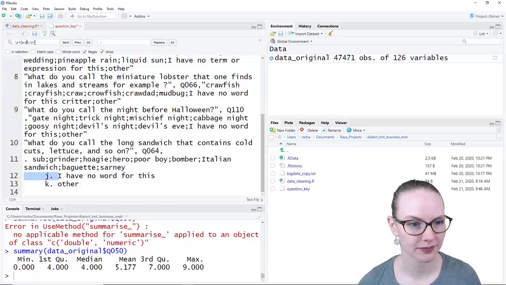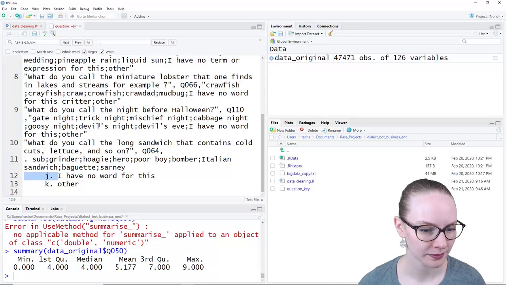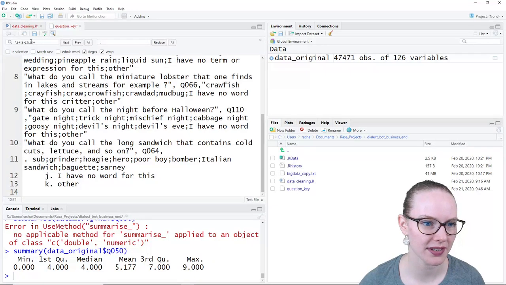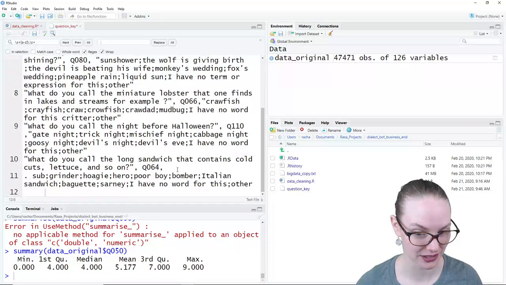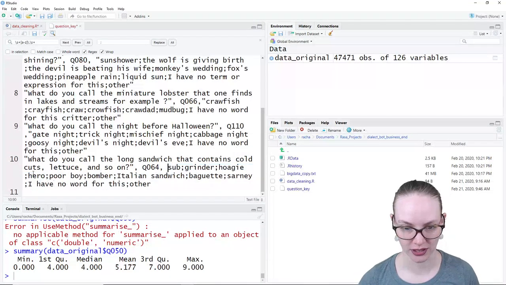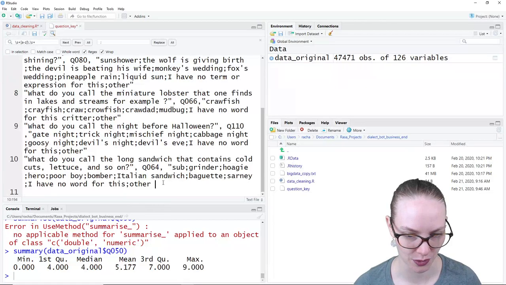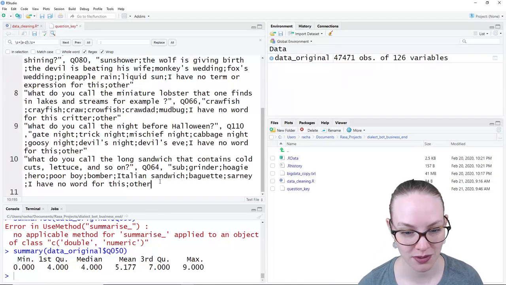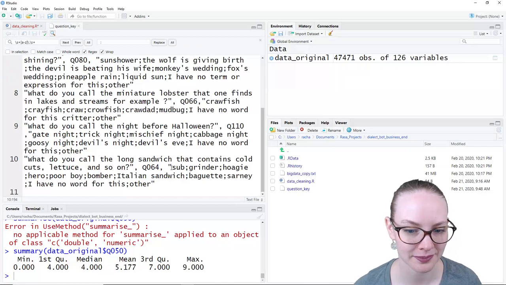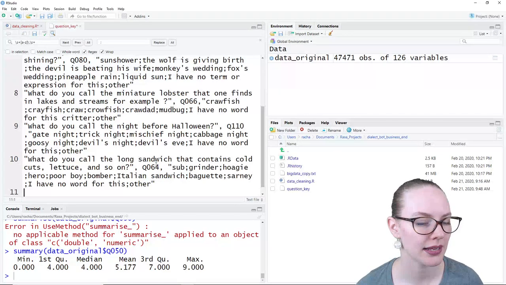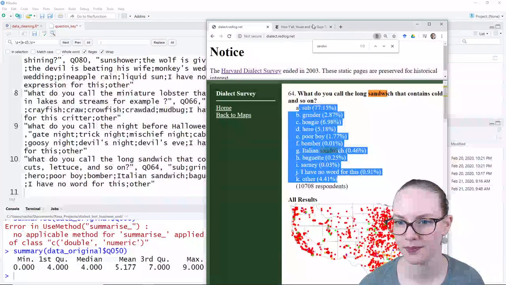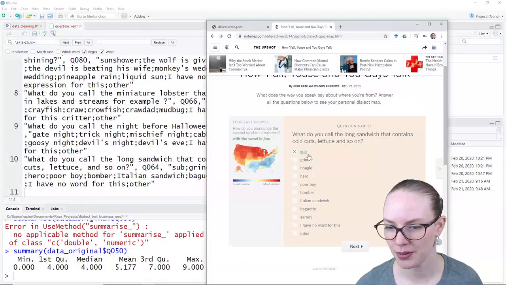Oh, that's right. My previous example only had 11, I think. So now I need to add additional options. A through Z should be fine. I don't think there's going to be anything with more than 26 options, and I could be wrong about that. All right. Boop, boop, boop. Next question. Sub, probably.